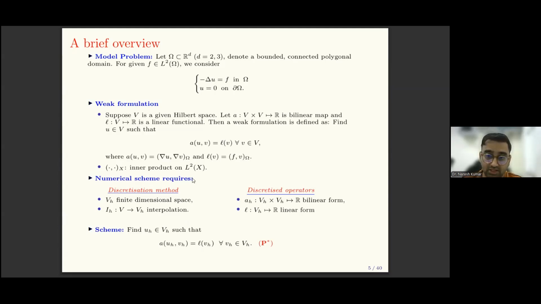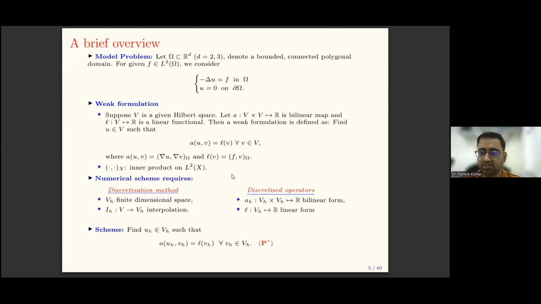For the variational formulation, we define a bilinear map, and then we say we are looking for a solution u in capital V. That could be any Hilbert space, and it may be a Banach space also. So we are looking for u in V such that A of u, v is equal to L of v. Here, A of u, v is the integral of grad u times grad v, and L of v is the right-hand side, f of v, and this bracket notation is just the inner product in L2. L2 means the square integrable functions.